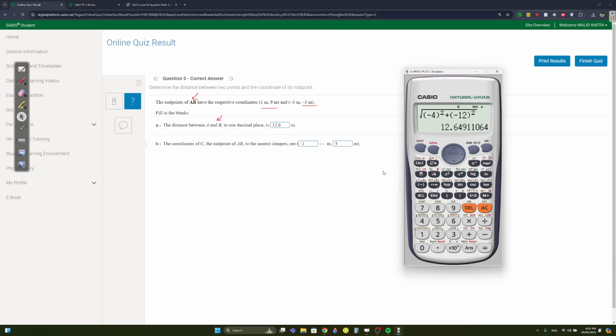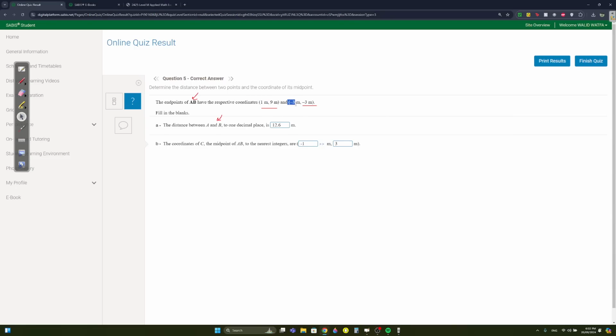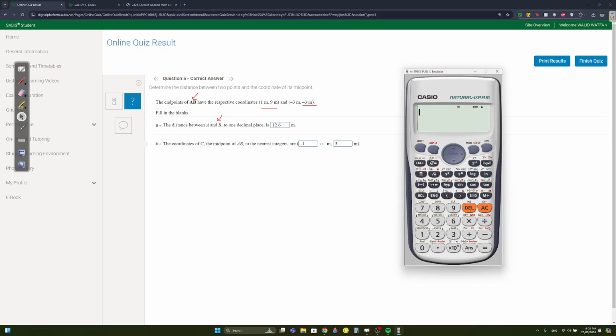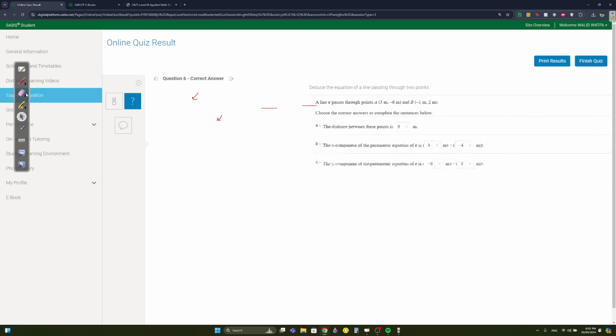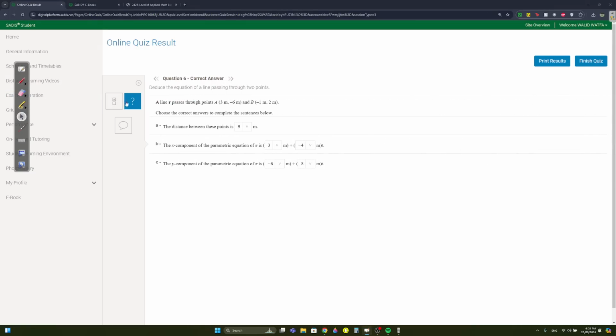The coordinates of C, the midpoint of AB, how do you find the midpoint? It's this one plus this one divided by 2, right? x1 plus x2 over 2. So 1 minus 3 divided by 2 is minus 1. Then 9 plus minus 3, which is 6, divided by 2, 3. Okay, minus 1 comma 3. I'm not writing the formula because I wrote it before.